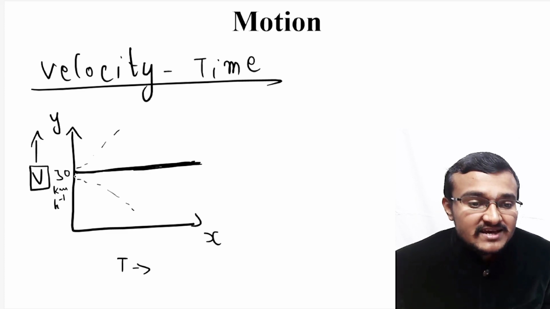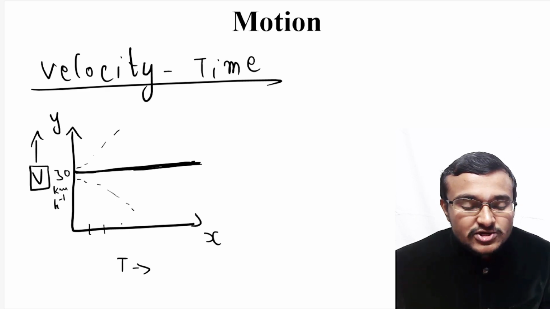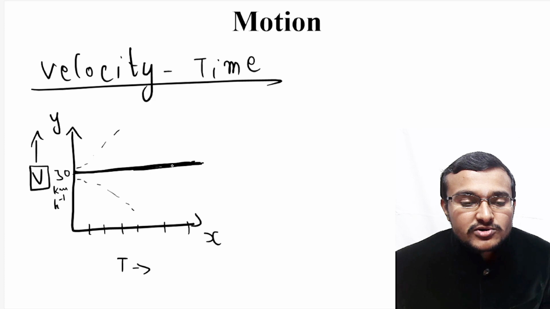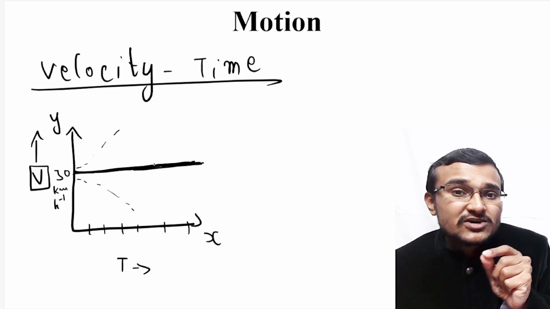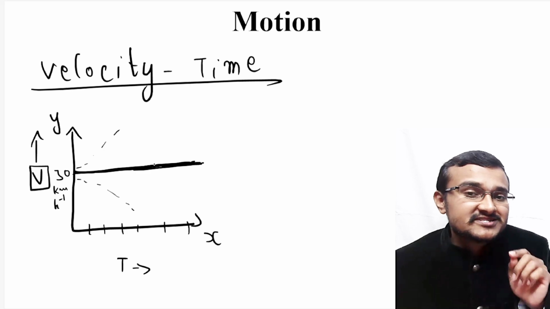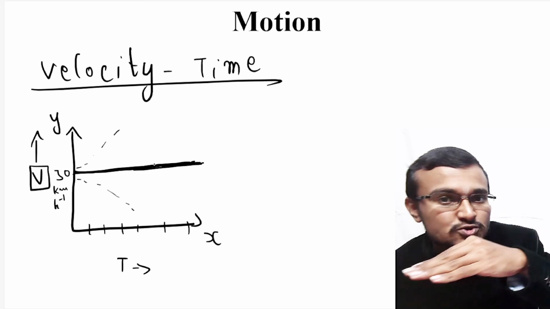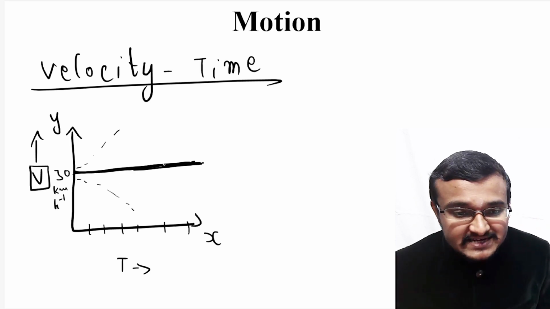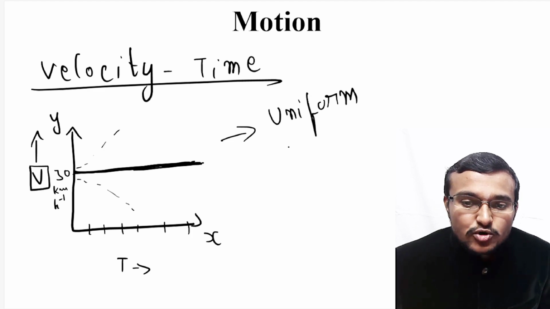So that's why this line is parallel to the x-axis. That means in equal intervals of time, it is covering the same amount of velocity. That means in equal intervals of time, this particular object is covering equal distances. So when it is covering equal distances, then velocity will be constant. So that's why there is no increment or decrement in velocity. It is just going parallel to the x-axis. So this actually shows a particular object is in uniform motion.